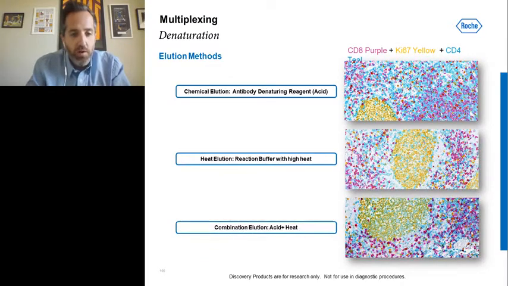The second image is using reaction buffer or a TBS buffer with high heat. And you can see this also is effective, but by performing a combination of acid and heat, you can see that the actual staining can start to deteriorate because the antigenicity starts to be affected by the different types of elution methods.